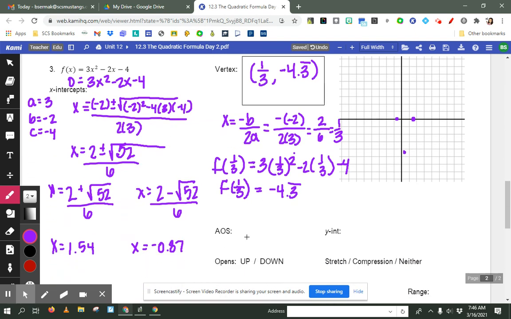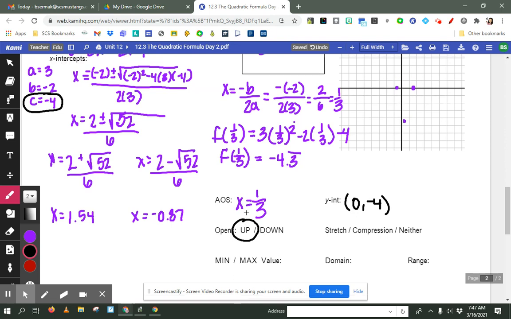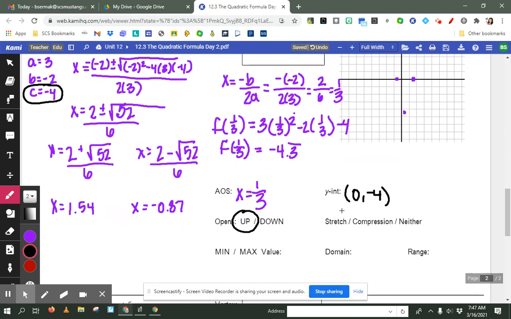My axis of symmetry, remember, is always x equals the x value of my vertex, so it's going to be 1/3. My y-intercept is always my c value, which is -4, so my y-intercept would be 0, -4. This is going to open up because it has a positive a value, it's going to be a stretch because my a value is bigger than 1. Since it opens up, it has a minimum, and that value is going to be the y value of my vertex, which is the negative 4.3 repeating.